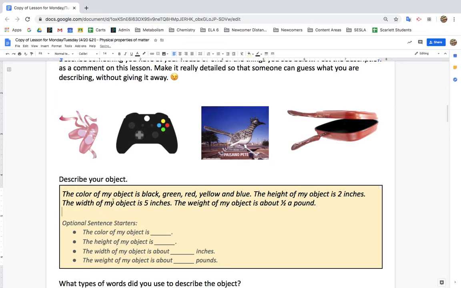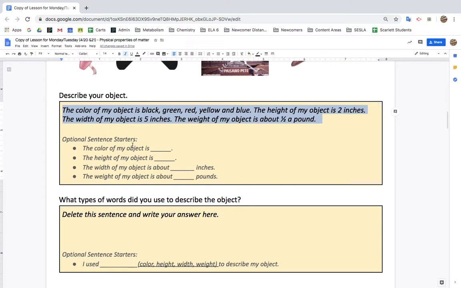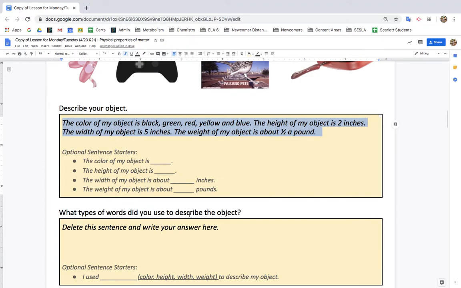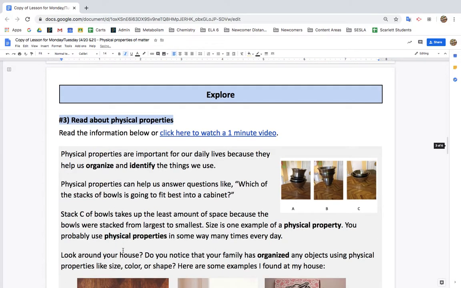All right. So now I've answered the questions describing my object. Again, you can choose to describe the Nintendo with me or describe something else. Next, what type of words did we use to describe our object? Did we use color, height, width, or weight? Well, we used all of them. I'm going to say I used color because here we talked about color. Height, because here we talked about height, width, and weight to describe the object. Great. So now I'm done with part 2.